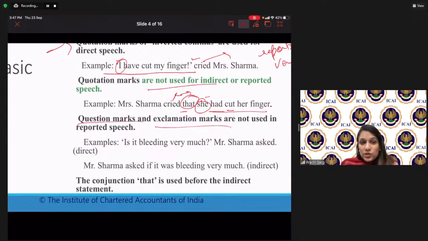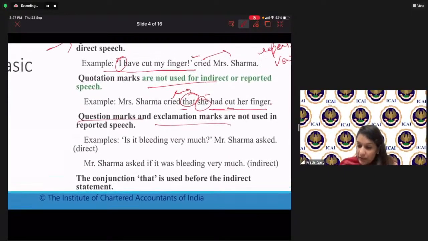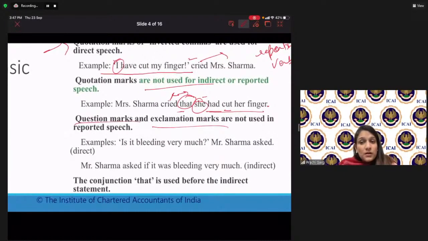Now let's look at the question when you're reporting a question. Is it bleeding very much? Mr. Sharma asked. Okay, so this is a question. So how will we say? Mr. Sharma asked if it was bleeding very much. You will add if here. When you use if or whether, any of the words that fits in here, is will become was, like I just said, corresponding words. Yes, it was present continuous, this will become past continuous. Now, if it was bleeding very much.